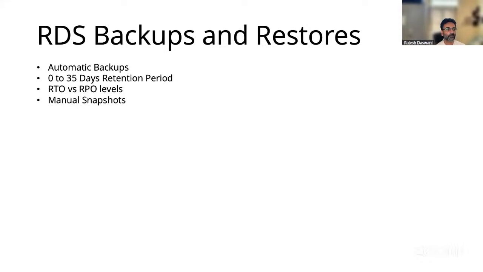So you might argue, why do we need backups when we've got multi-AZ or we've got read replicas? So the reason is, with multi-AZ and read replicas, the data is getting replicated almost instantly across. With multi-AZ it is synchronous, with read replicas it is asynchronous. But within a matter of seconds, the data is getting replicated across even to the read replicas.